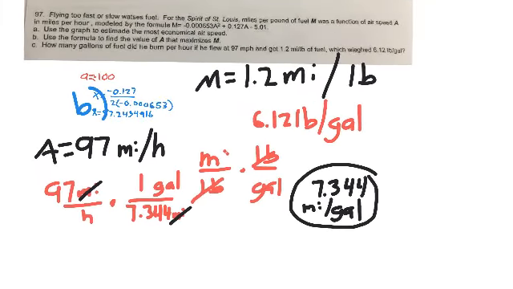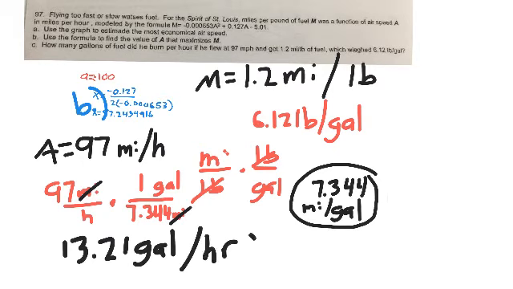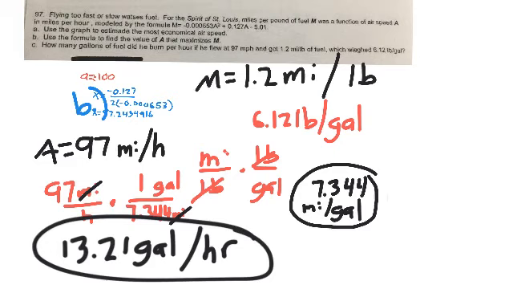So I would do 97 divided by 7.344, and I got 13.2080. So I round to 13.21. And again, my units are gallons per hour, which again is what I was looking for. How many gallons did he burn per hour?